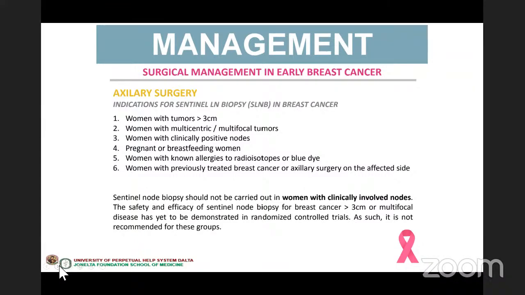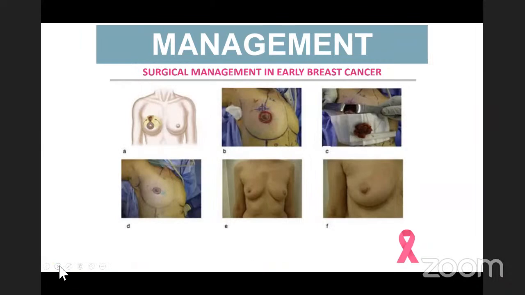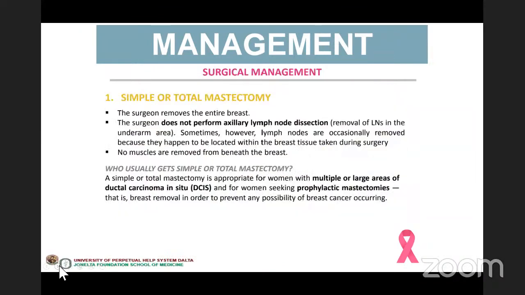Sentinel node biopsy should not be carried out in women with clinically involved nodes. Safety and efficacy of sentinel node biopsy for breast cancer more than 3 cm is not demonstrated in RCTs. So this is not recommended for these groups. So these are examples.